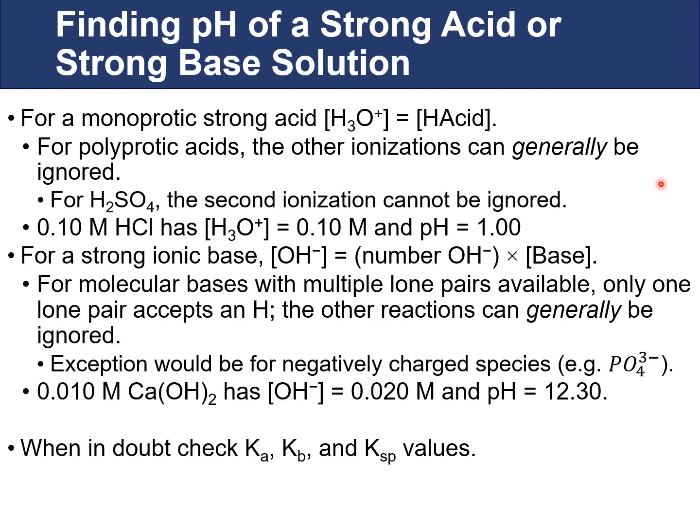The way that we're going to find the pH of a strong acid or strong base solution depends on what we're dealing with. For a monoprotic strong acid, so that is a strong acid that provides only one proton into solution or gives you one hydronium ion, the concentration of the hydronium ions is essentially equal to the concentration of the acid that you added. For polyprotic acids, those are ones where there is more than one acidic proton that can be donated. Most of the time, generally that is, the additional hydronium ions can be ignored. However, this is not always the case.